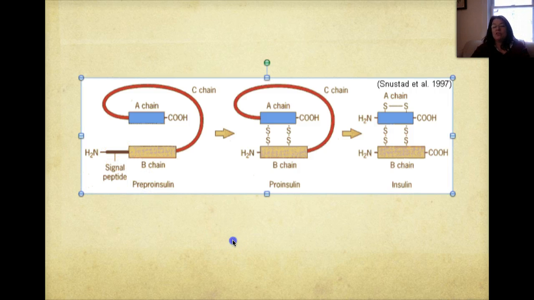And as you can see over here in the middle, the signal peptide is gone. Now we have what we would call proinsulin. It's not insulin yet, it still needs some modification, but the modification has begun with cleavage.